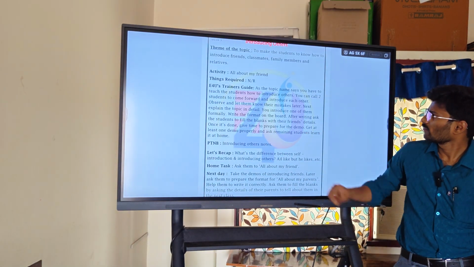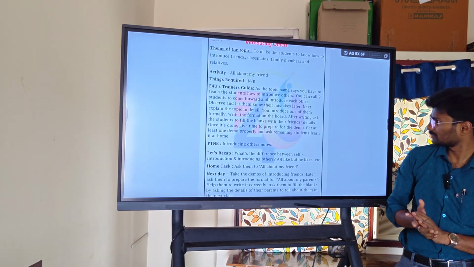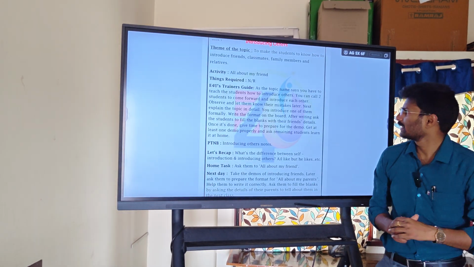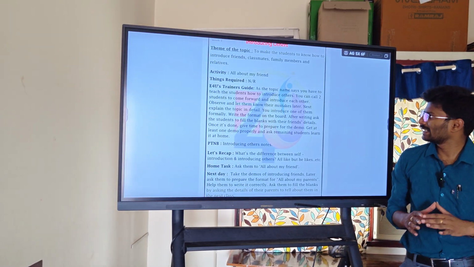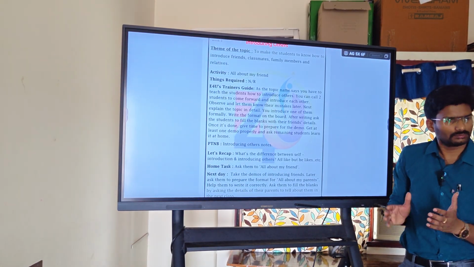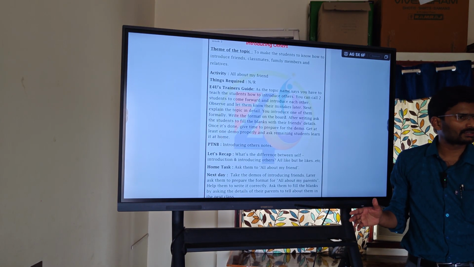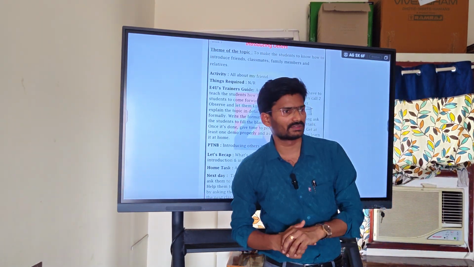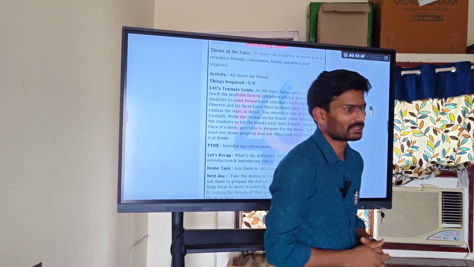Next, as the topic name says, you have to teach the student how to introduce others or friends. So you can call two students to come forward and introduce each other. Observe and let them know their mistakes later. Don't correct in the beginning. You call two members. Generally, you ask who are best friends. In every class, you will get two buddies. Okay, you and Ganesh, or Sneha and Prasanna, like that.